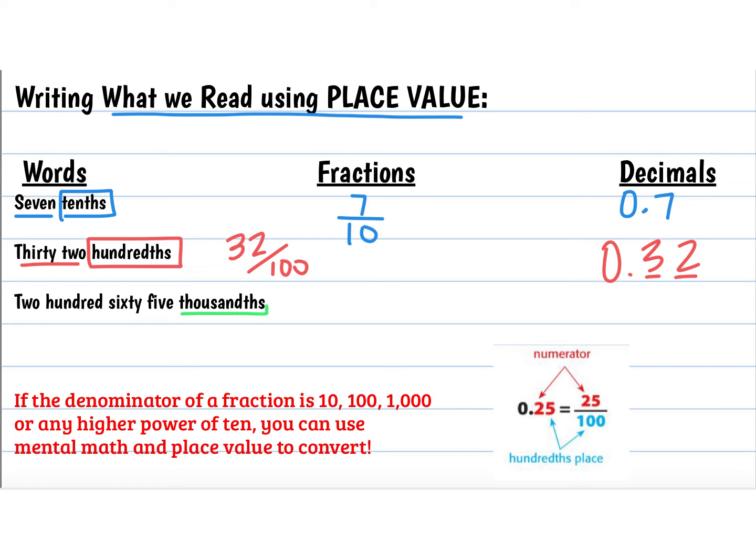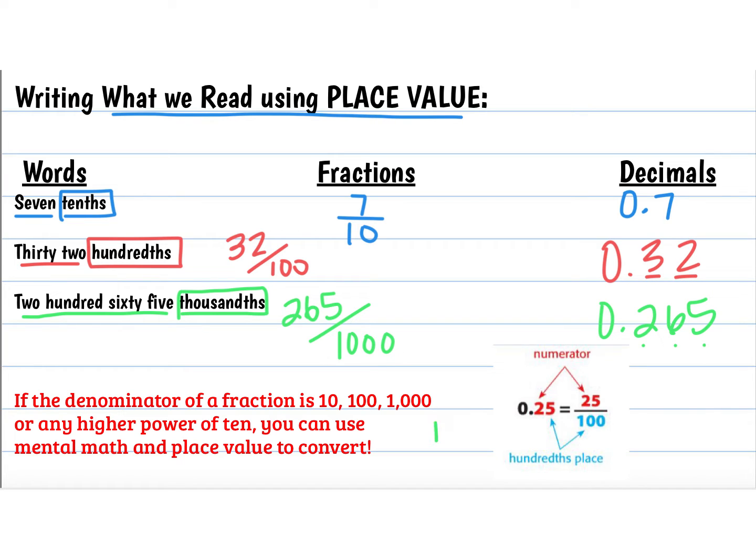And the last one, 265 thousandths. So again, this thousandths, that TH tells us that it's after the decimal part. That's our denominator. And how many thousandths do we have? We have 265 of them, so that's our numerator. So 265 over 1,000. And then as a decimal, tenths, hundredths, thousandths, that's the third spot after the decimal, so that's where our number would need to end. So it would be 265, right? Tenths, hundredths, thousandths.